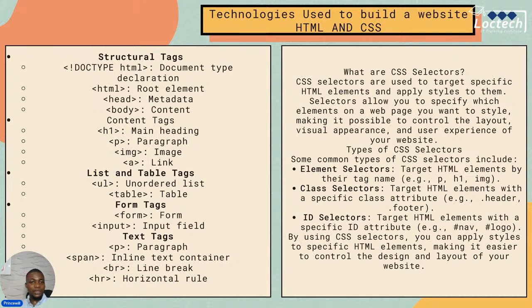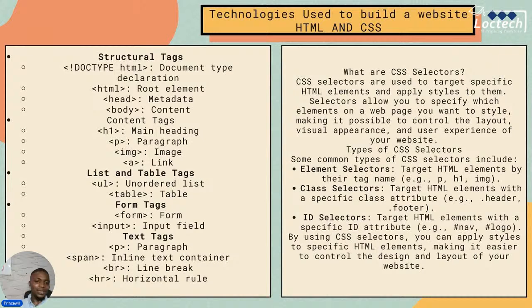Now there are other tags known as the list and table tags. We have the unordered list tag. We also have the table tags. The unordered list tag is used for creating unordered lists. We'll see that shortly, but let me explain what it does. We have unordered lists and ordered lists. An unordered list is when you list out items that have bullet points. And when you list out items that have numbers, 1, 2, and 3, those are known as ordered lists.